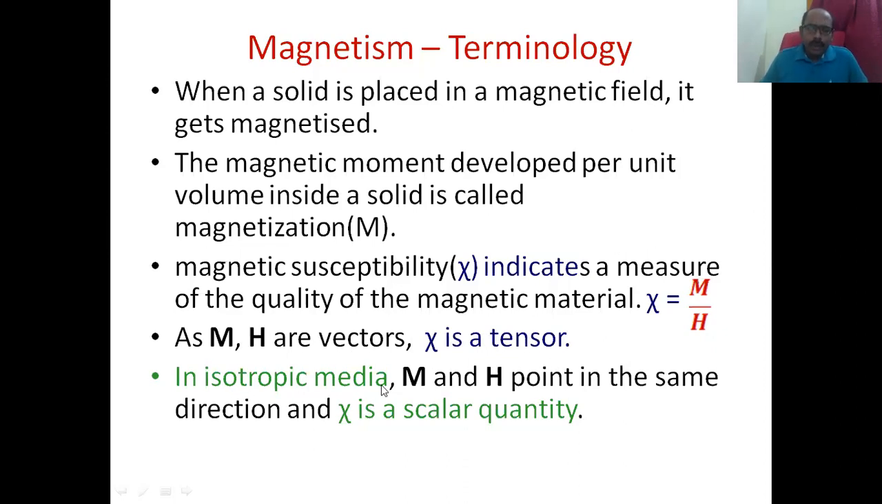In case of isotropic media, M and H point in the same direction. So in whichever direction we apply a field, in the same direction magnetization occurs. Therefore they will stay in the same direction, and in that case Xi is a scalar quantity. That means in isotropic media, susceptibility is a scalar quantity. In non-isotropic media, susceptibility is a tensor.